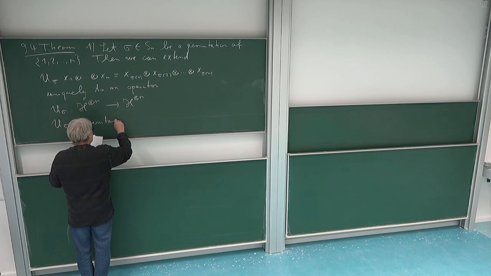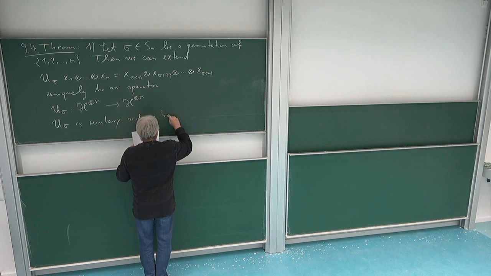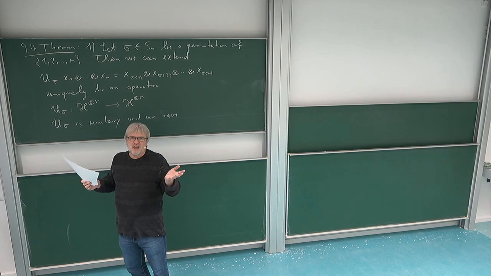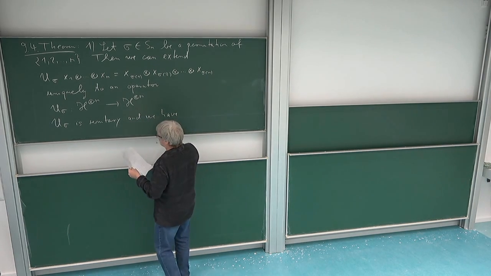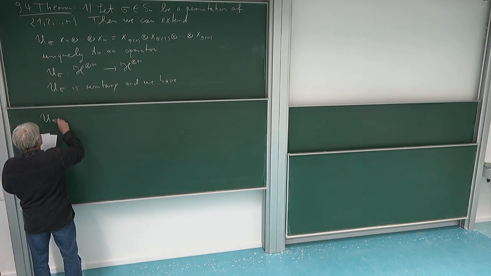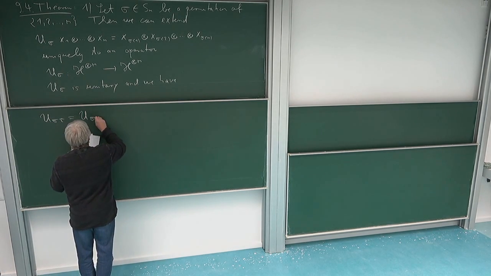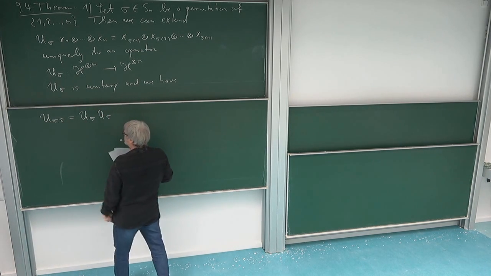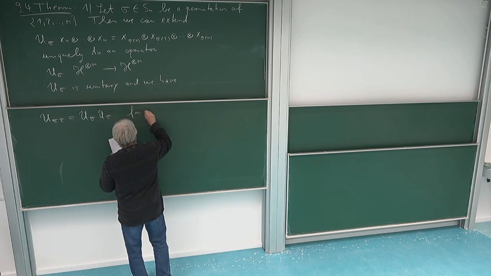So U sigma is unitary, and in particular also bounded. And actually the behavior in sigma is the same as that of sigma. In principle it's a representation of the permutation group. So I can consider U of sigma tau for two permutations, and this is then U sigma times U tau. Here I'm taking the product in the permutation group, and here I'm taking the product of the operators. So we have this for all sigma and tau permutations.